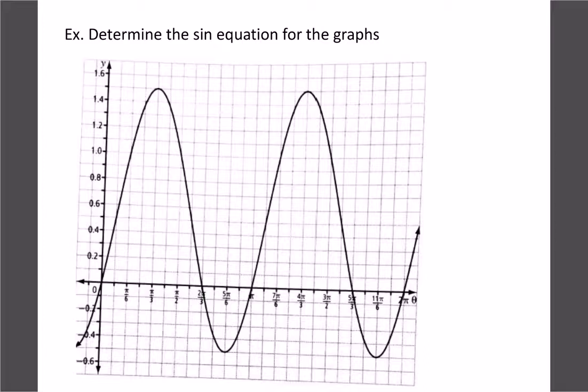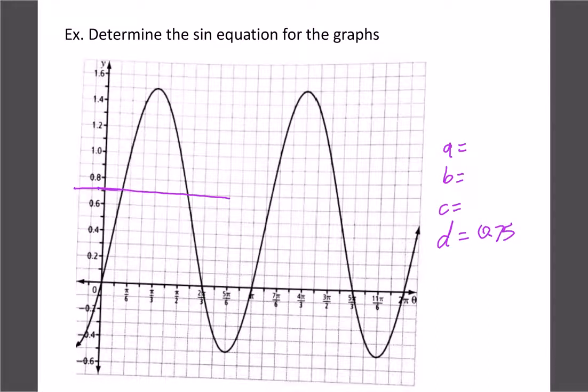So let's try a couple more. Here's another one. We want just the sine equation this time. So find your midpoint. We'll do your A, B, C, D again. Let's start with D. Our midpoint's at 1.5, so that would be at 0.75.